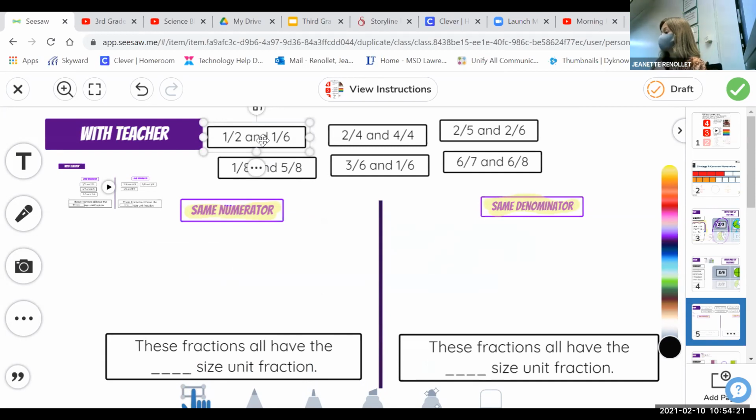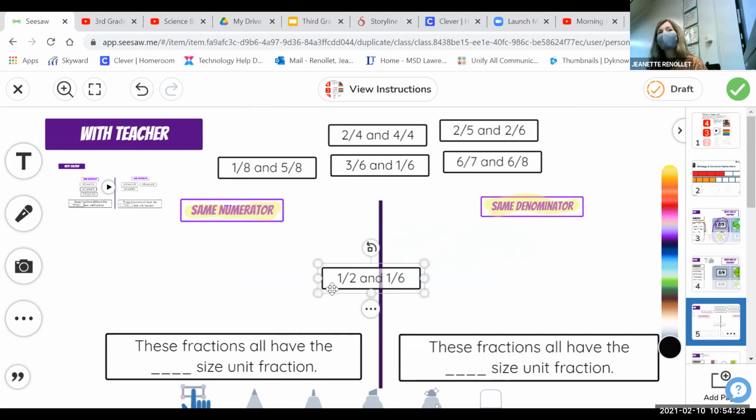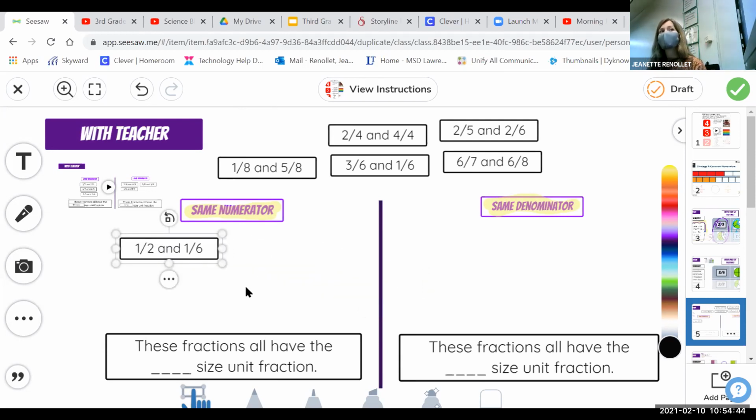Let's do 1 together. 1/2 and 1/6. Do these have the same numerator or do they have the same denominator? Theo, what do they have in common? So we will move it to the side that says same numerator. Yes, and 1/6 and 1/2. Please take 1 minute and sort these into the correct column. You may do that now.